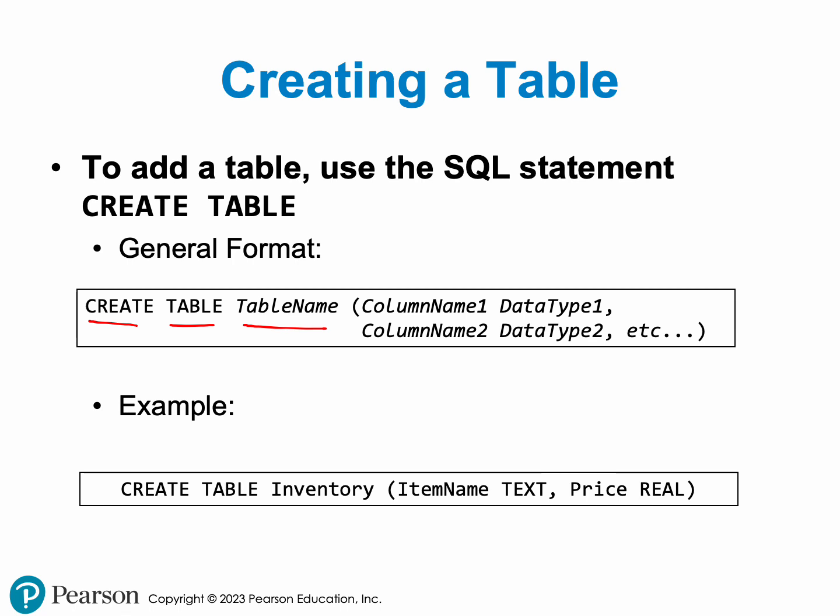And here's an example. We are creating a table called inventory, and we have 2 columns. The first one is item name that stores text or string, and then we have a column price that stores real numbers. So what it's going to look like, it's going to look like this. It's going to have only 2 columns. The first one is going to be item name, and the second one is going to be price.